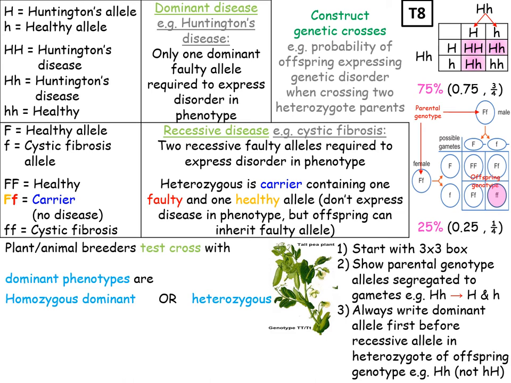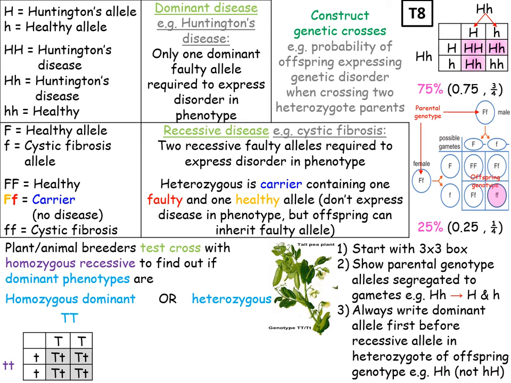And what they do is they do a test cross. When they do a test cross, depending on the results, you can determine whether it's a homozygous dominant or a heterozygous by test crossing it with a homozygous recessive. And that will produce different results. So if we test cross a homozygous dominant with a homozygous recessive, we would get 100% tall offspring. In other words, 100% of the dominant phenotype in the offspring. So this will tell you that your original plant or animal is a homozygous dominant when expressing the dominant phenotype.